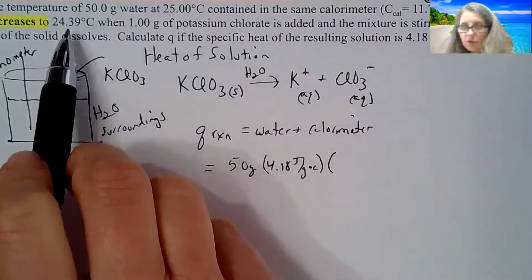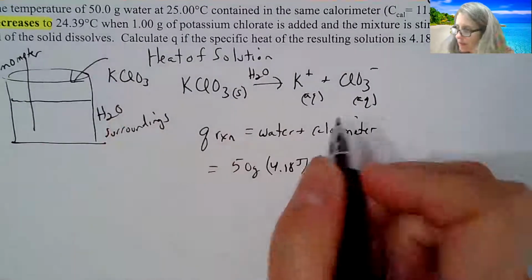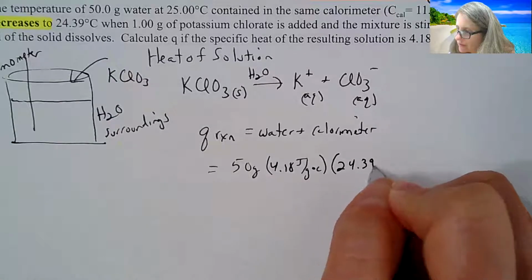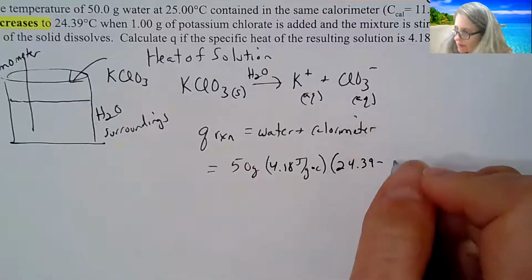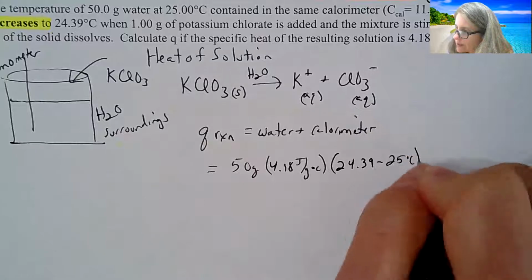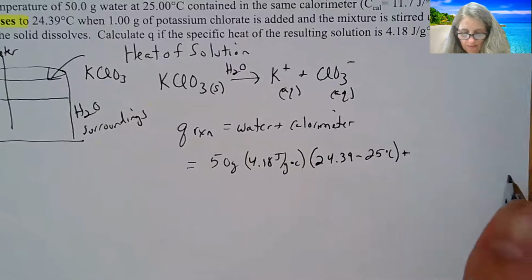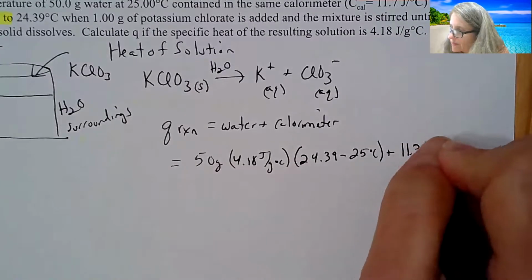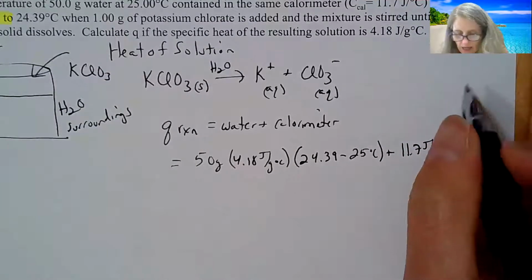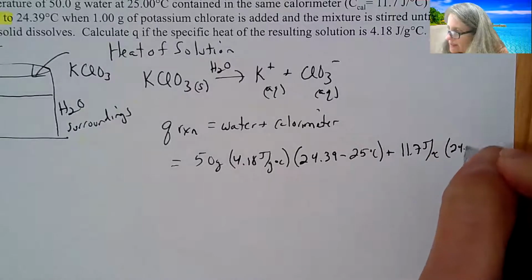Well, it decreases to 24.39. So that's my final temperature, and my initial temperature is 25 degrees Celsius. So to that, I'm going to add the calorimeter constant of 11.7 joules per degree Celsius, and my change in temperature is exactly the same.